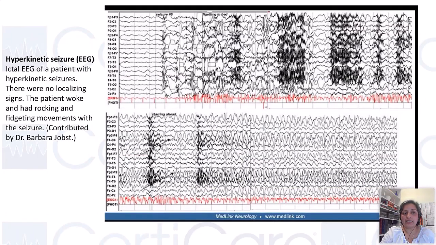Here is an EEG example for hyperkinetic seizures. There are no localizing signs. You cannot say that the seizure is originating from the frontal lobe. It looks like it's everywhere, all over the place. The patient was awake, rocking back and forth, having fidgeting movements during this. The bottom one here is after the muscle activity settles down, you see sharp spikes and wave discharges and rhythmic activity.